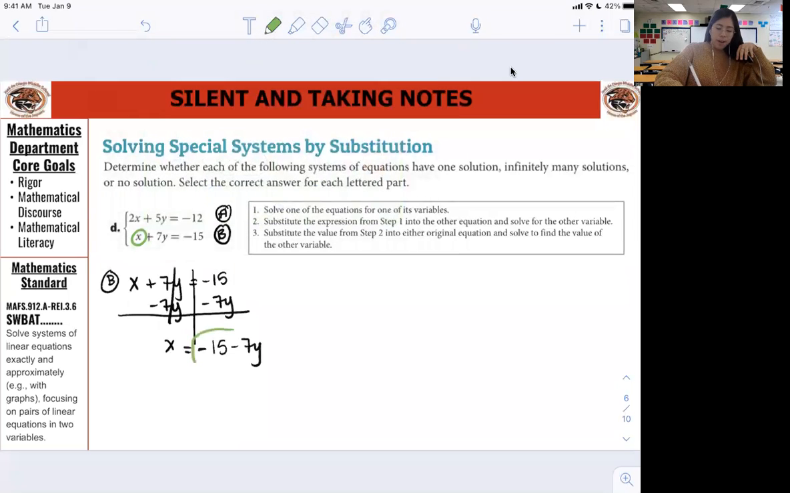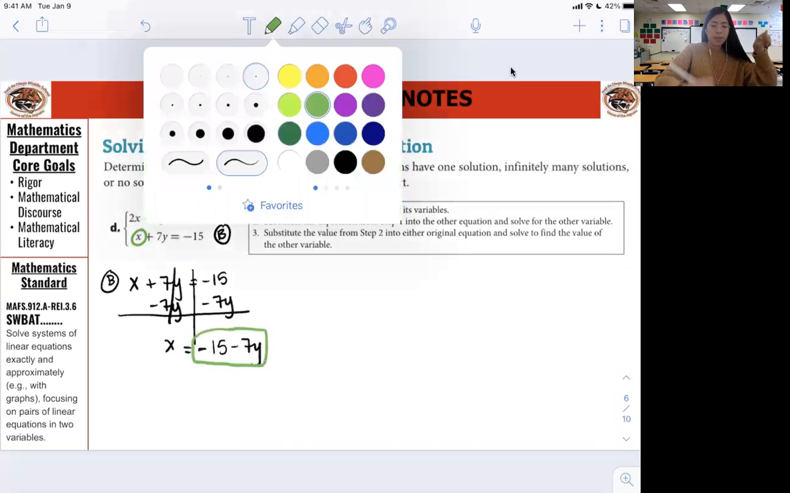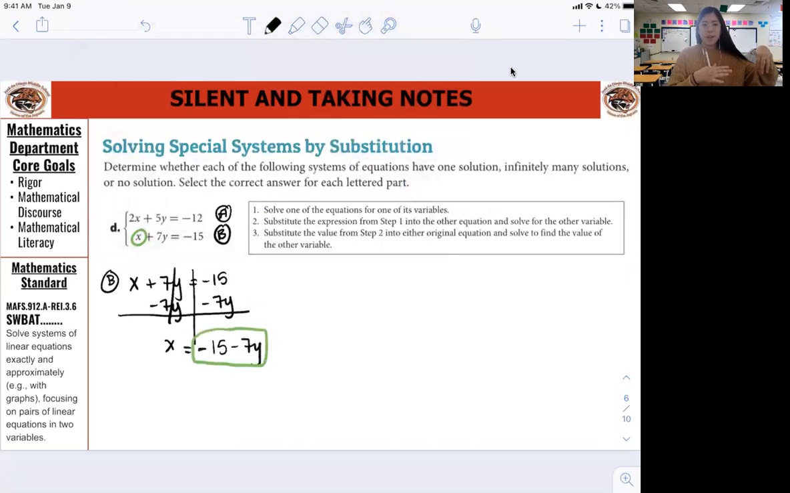Yeah, and now I'm plugging this back into the other equation. So don't forget, if you started with equation A, you plug it into equation B. If you started with equation B, you plug it into equation A. So we're switching to the other equation. And this is going in for x or for y? For x, good.